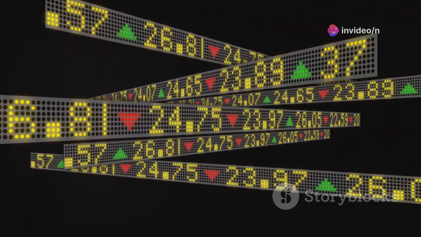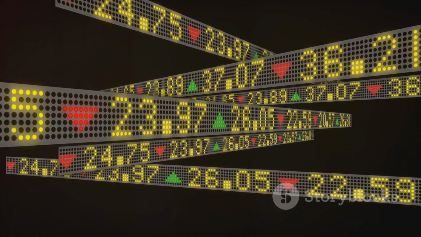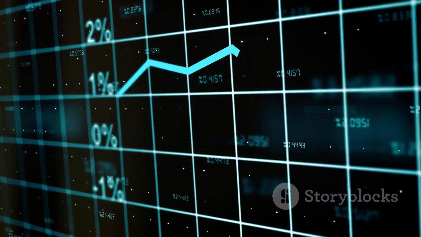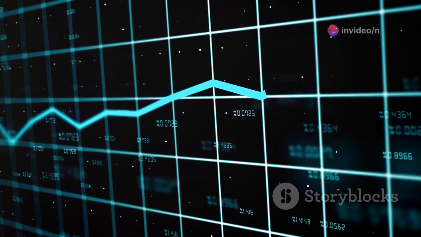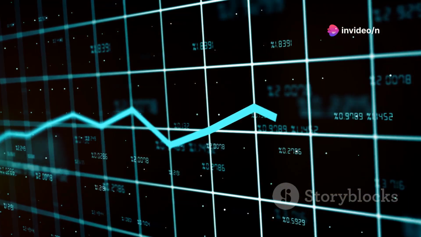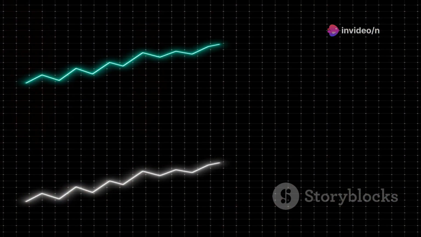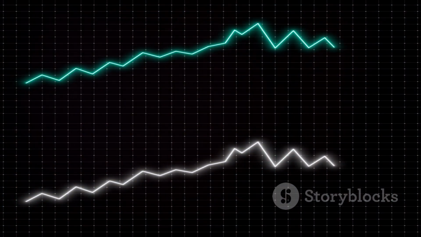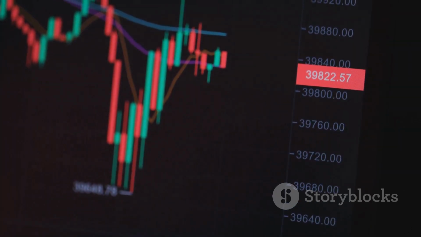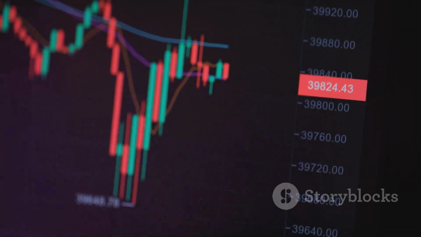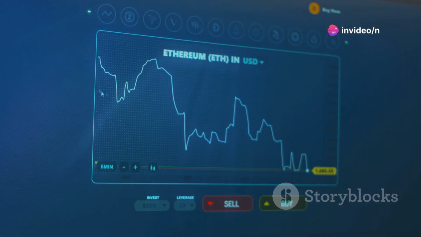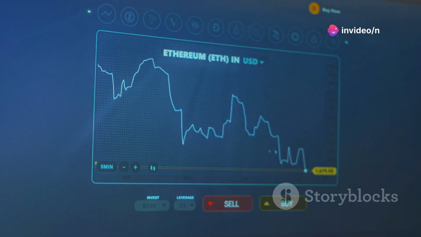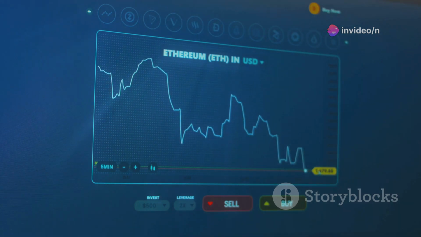Section 7. Breakouts and breakdowns. Signals for action. Breakouts and breakdowns occur when a stock price moves decisively above a resistance level or below a support level, respectively. A breakout is a bullish signal, suggesting that the price is likely to continue moving higher. A breakdown is a bearish signal, suggesting that the price is likely to continue moving lower. Traders often look for breakouts and breakdowns to confirm trends and identify potential trading opportunities.